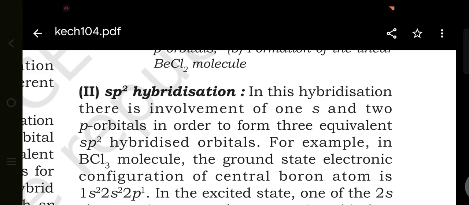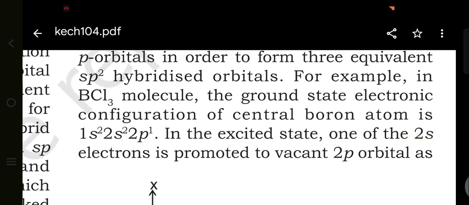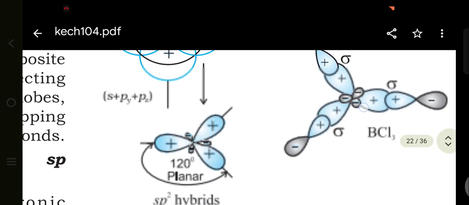sp2 hybridization. In this hybridization, there is involvement of one s and two p orbitals in order to form three equivalent sp2 hybridized orbitals. For example, the BCl3 molecule. In the BCl3 molecule, the ground state electronic configuration of the central boron atom is 1s2 2s2 2p1. In the excited state, one of the 2s electrons is promoted to a vacant 2p orbital.